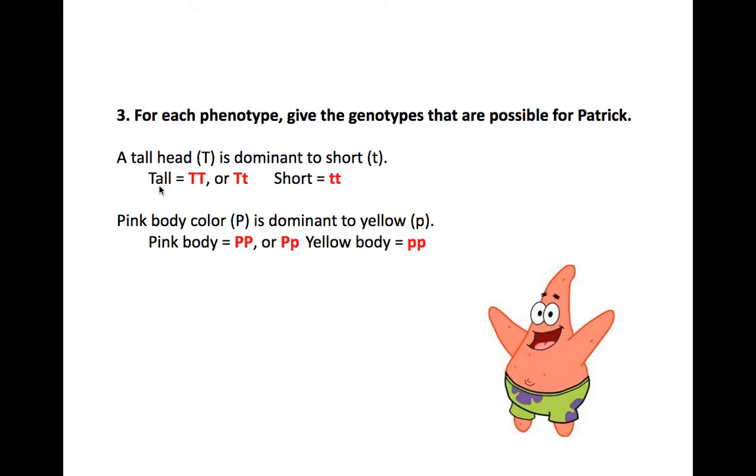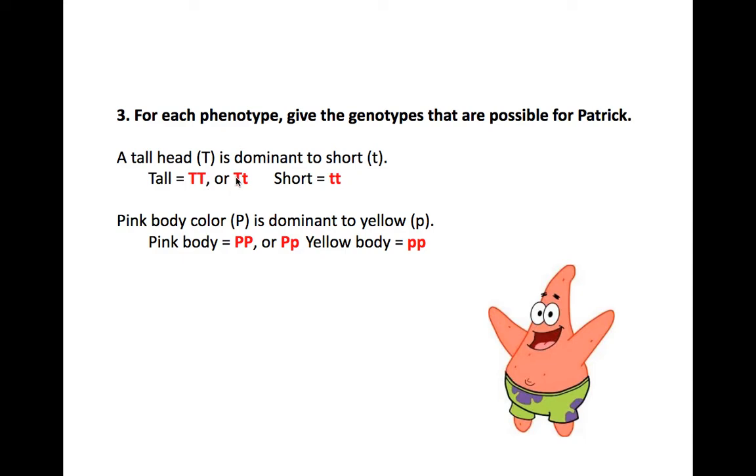So tall can be two things because tall is dominant. It can either be big T, big T, or big T, little t. Why? Because tall is dominant. And two letters always have to go together because these letters come from mom and dad. Mom donates one of these letters, dad donates another one of these letters when making the baby. One comes from the egg cell, one comes from the sperm cell.